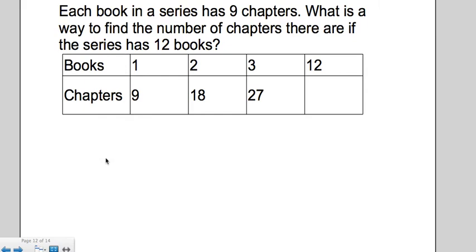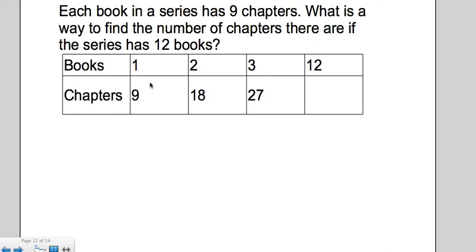Each book in a series has 9 chapters. What is a way to find the number of chapters there are if the series has 12 books? So if he has 1 book, there are 9 chapters. 2 books will have 18 chapters. 3 books will have 27 chapters. So if I have 12 books, how many chapters will there be?